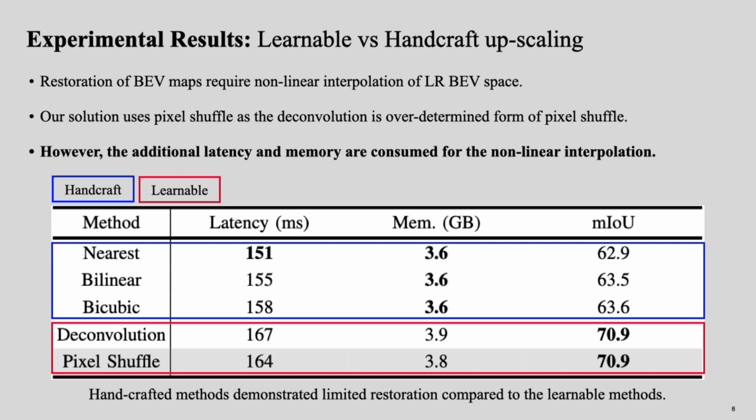Compared to handcrafted upsampling, the learnable methods, deconvolution and sub-pixel convolution with pixel shuffle, effectively interpolate the nonlinearity of a BEV feature, providing a fine-grained representation.